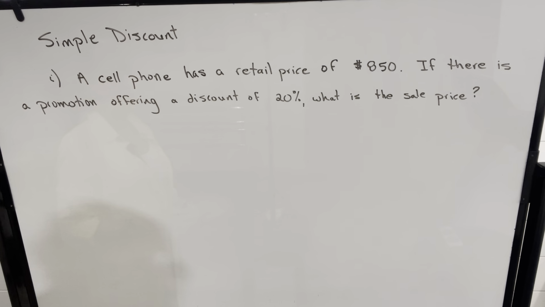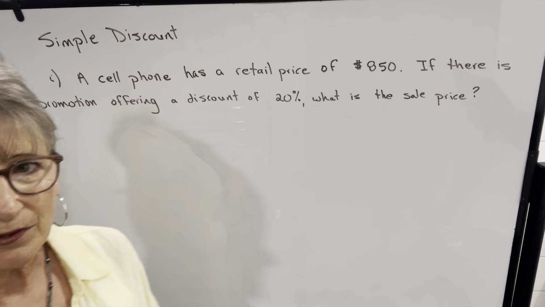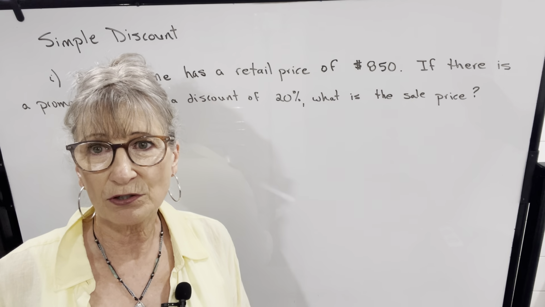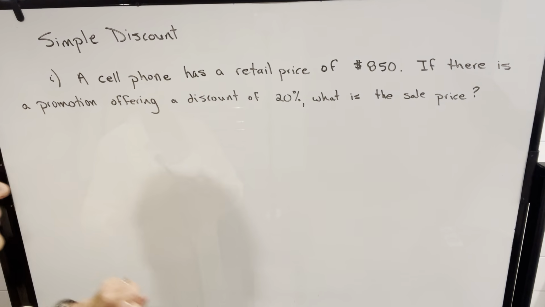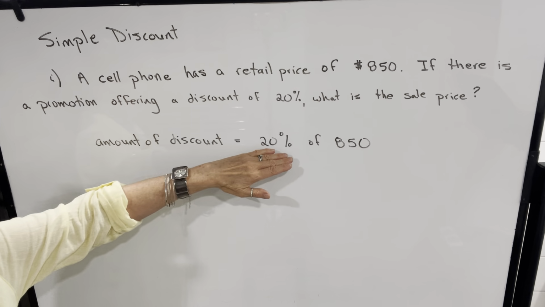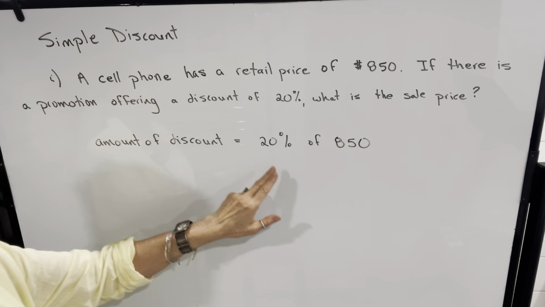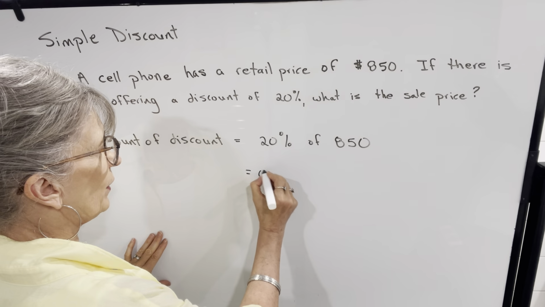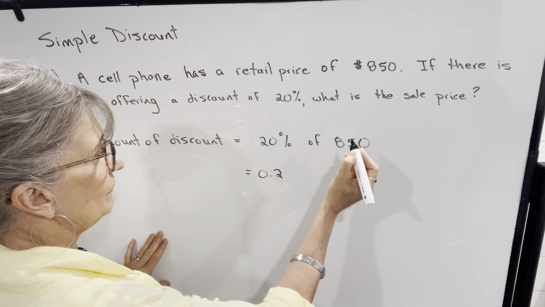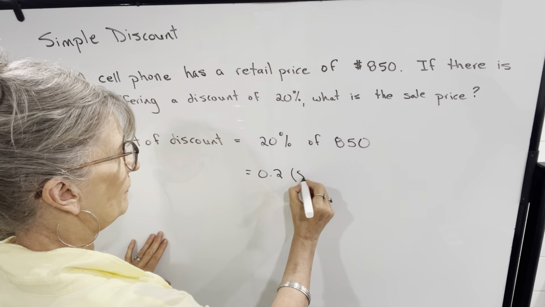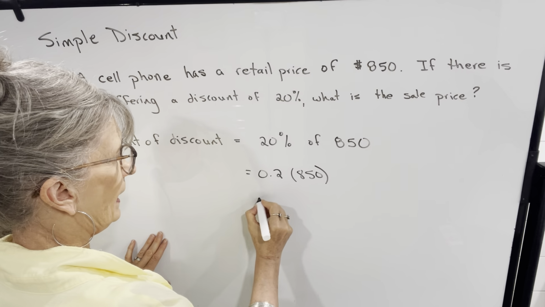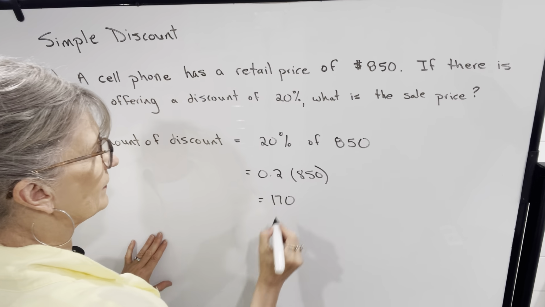It says a cell phone has a retail price of $850. If there is a promotion offering a discount of 20%, what is the sale price? One way that we could go about solving this is we could find the amount of discount. Our amount of discount will be 20% of $850. So 20% as a decimal is 0.2 of 850. We're going to multiply by 850. And that gives us a discount of $170.